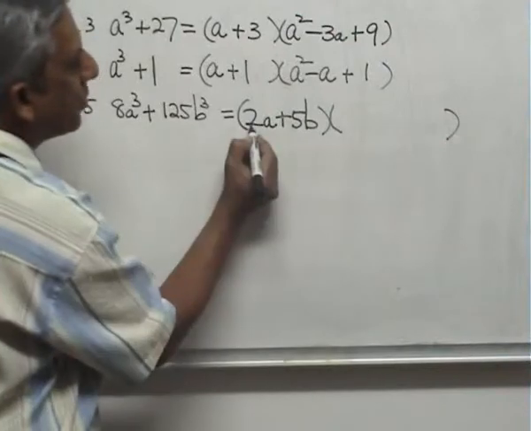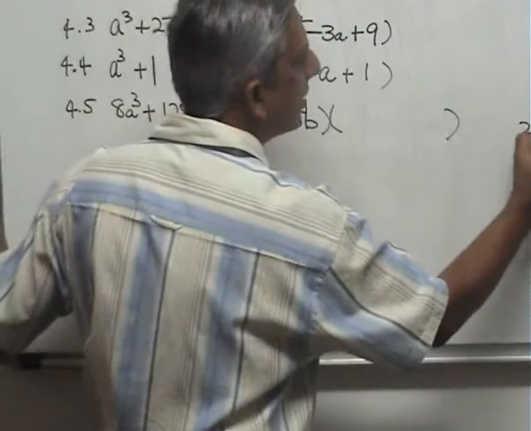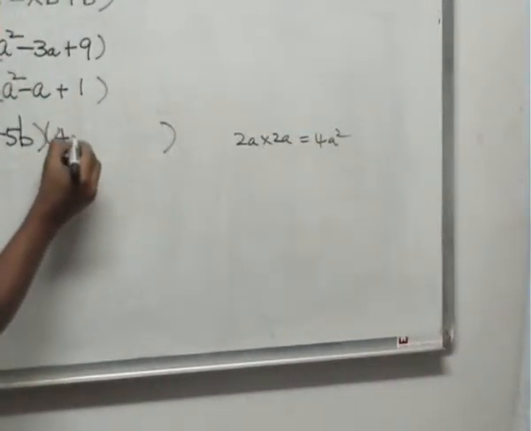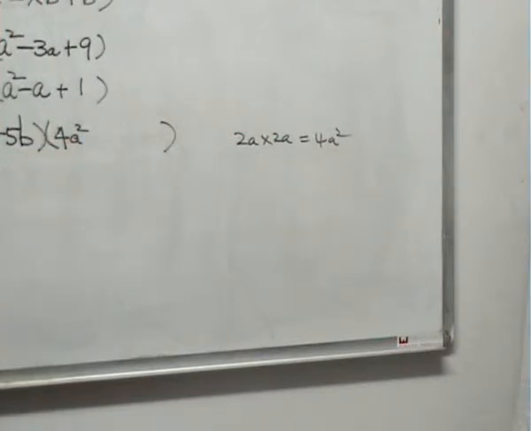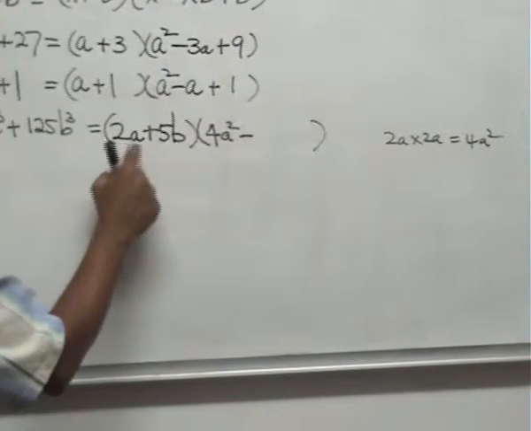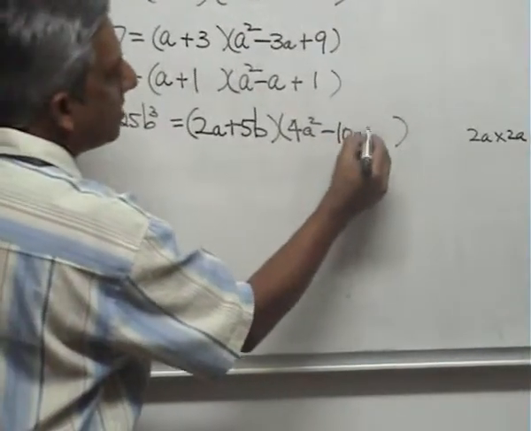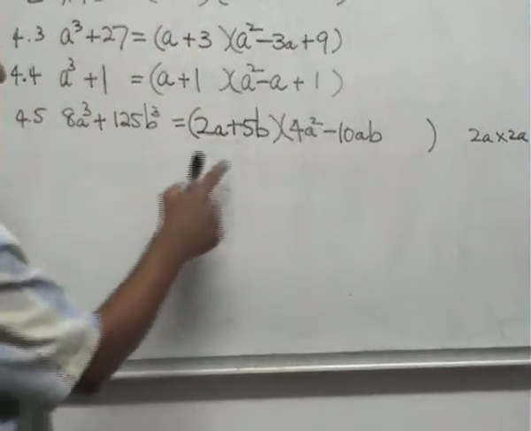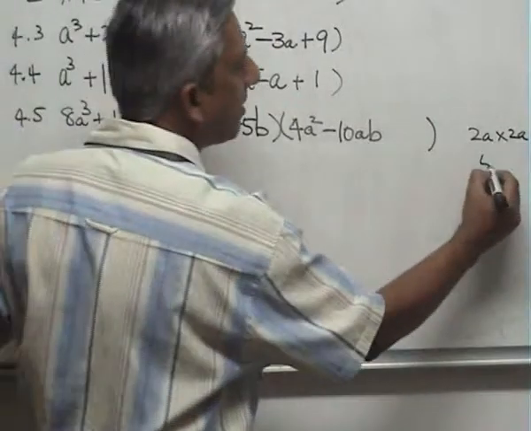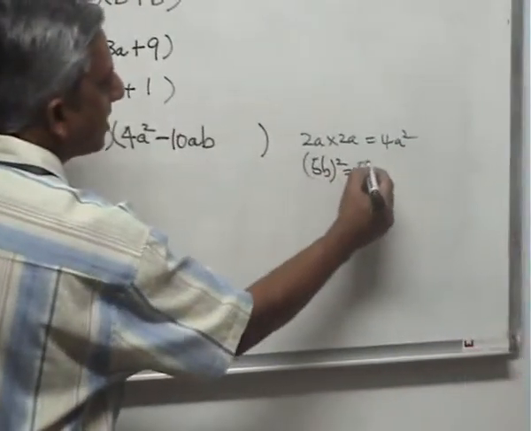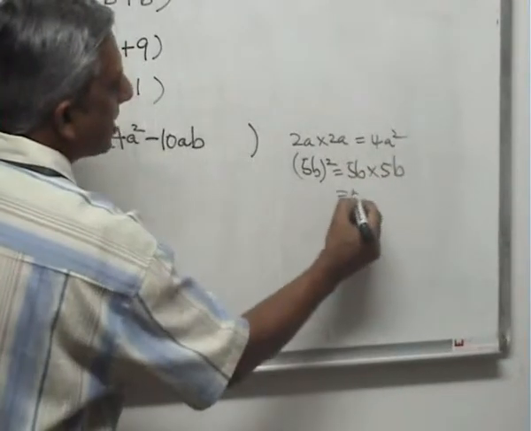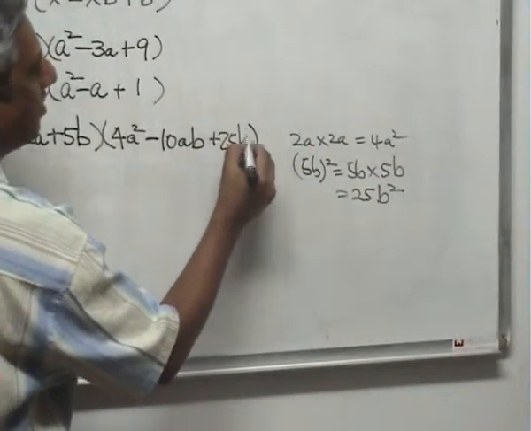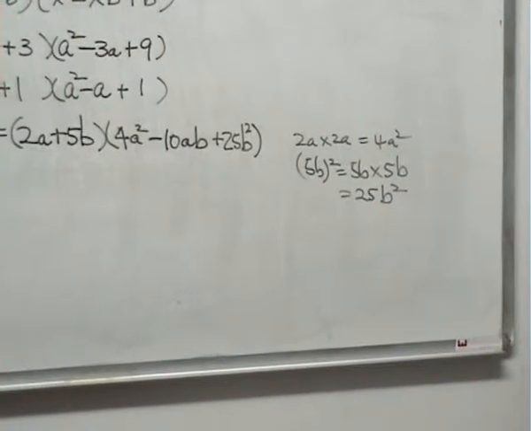In the second bracket, square 2a. Square 2a means 2a times 2a, and that gives you 4a squared. So that's how we get 4a squared. If this is plus, that's minus. 2a times 5a will give you 10ab. And finally square the last term, that's 5b. You're squaring it, which really means 5b times 5b, which is actually 25b squared. So plus 25b squared.